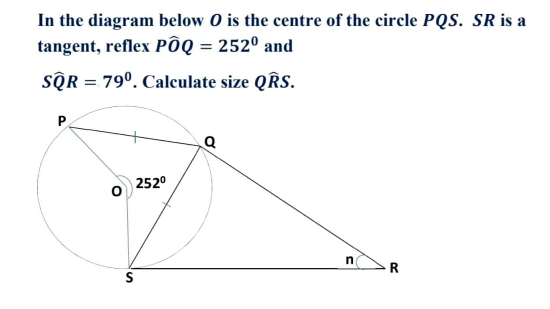Now, it's a known fact that students are always scared of circle geometry, but I'm going to make it easy for you. The first thing you need to take note of is the angles given to you. We are told that SQR is equal to 79. So this angle is equal to 79. Very important. I've secured that.